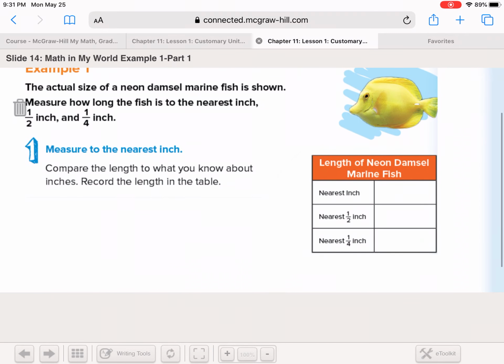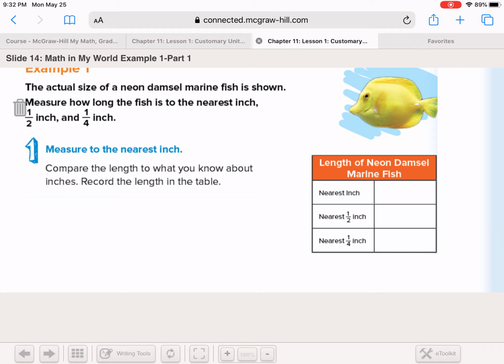Okay, so it says the actual size of a neon damsel marine fish is shown. Measure how long the fish is to the nearest inch, half inch, and quarter inch. This is so hard because I can't show you with a ruler. It doesn't have a ruler for me to use. I would be running around the classroom with a ruler, or a protractor that I stole from the other teachers in the faculty room, trying to show you.